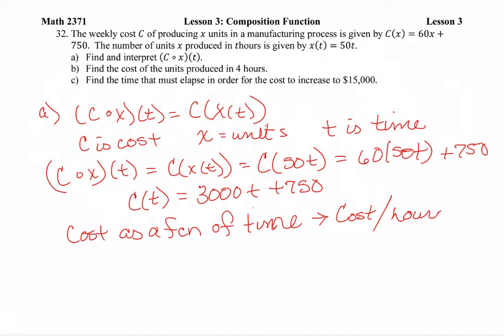Okay, so what they're wanting you to do is the cost. So they're wanting the cost of units per hour. Okay, because c of x is the cost of units per hour, is what c of x of t means.